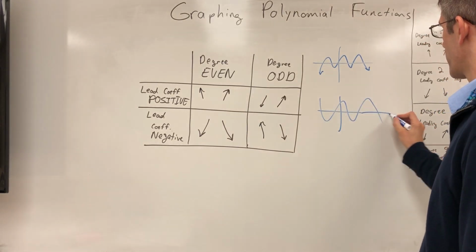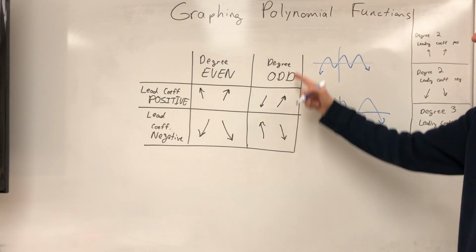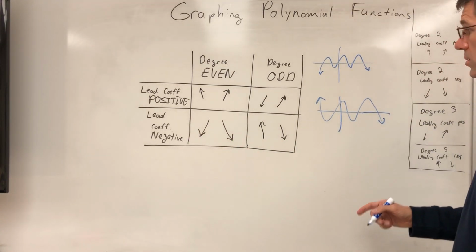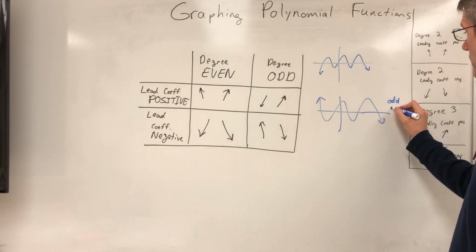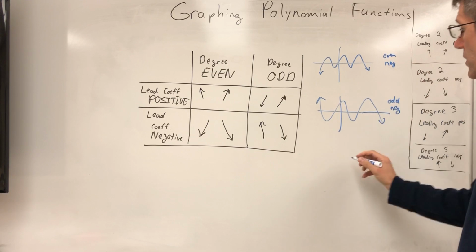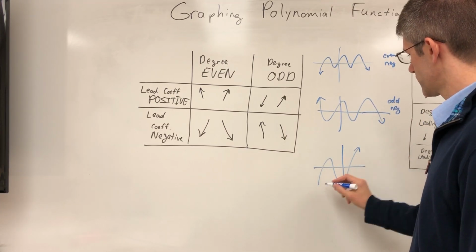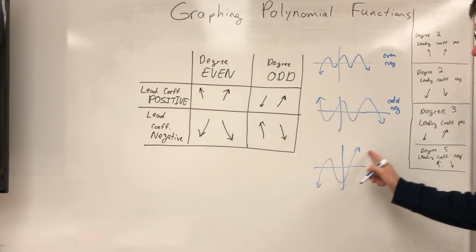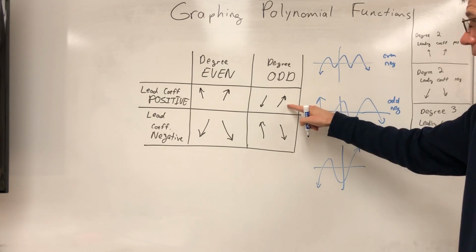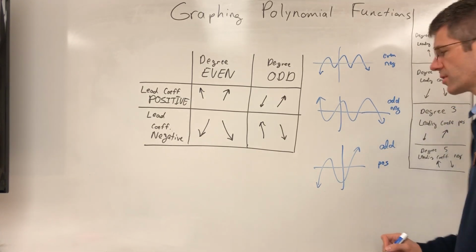Okay, let's do another one. This is up, down. My degree is odd. My leading coefficient is negative. So, odd, negative. This one was even, negative. If I give you this one, then down, up is odd and positive. Cool, huh? Of course it's cool. You know you like it.